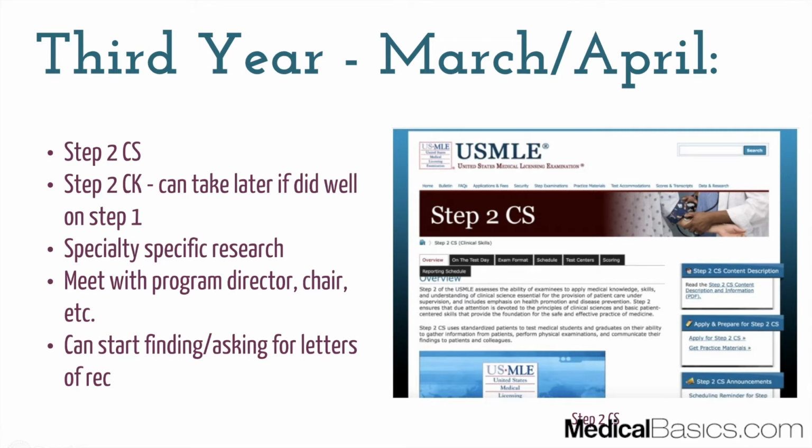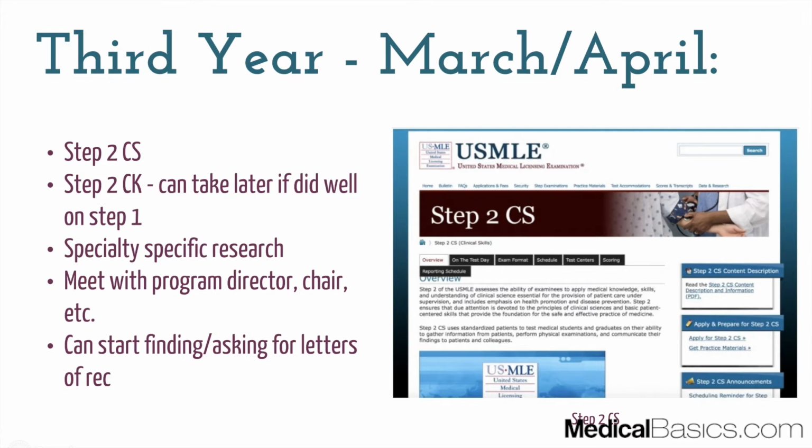Definitely if you didn't do well on step 1, this is a good opportunity to redeem yourself. This is also a time when you want to continue doing that specialty-specific research, start meeting with program directors and chairs, and now is when you want to start asking for letters of rec, or at least put that in their mind.